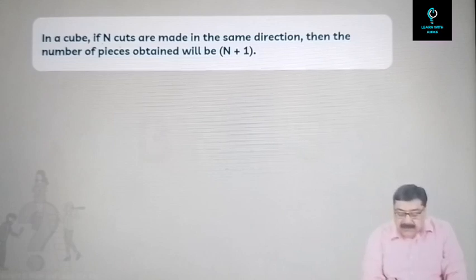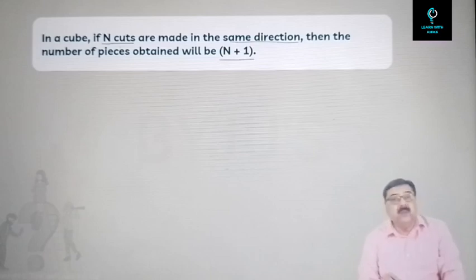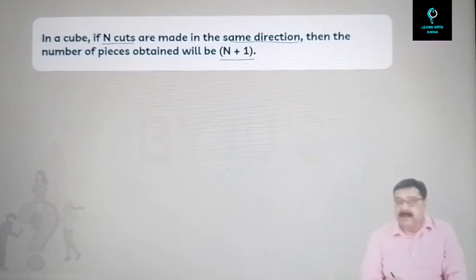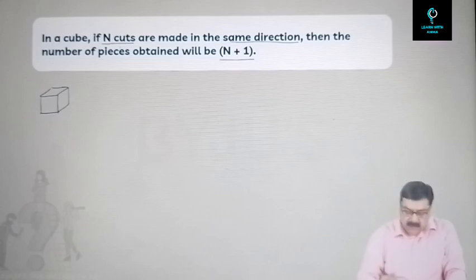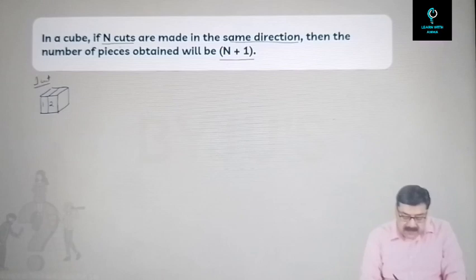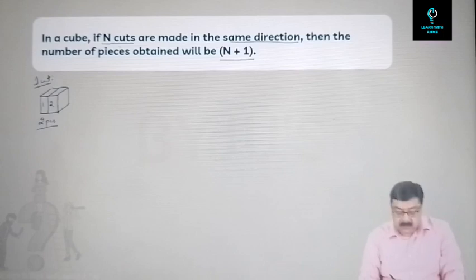Now in a cube, if n cuts are made in the same direction, then the number of pieces obtained will be n plus 1. Now what do I mean by that? Now see, let us say that we have a cube here, and we make one cut to this cube, that is vertically perpendicular, like this. So the number of pieces that we get with one cut made, we are getting 2 pieces, 1 and 2.